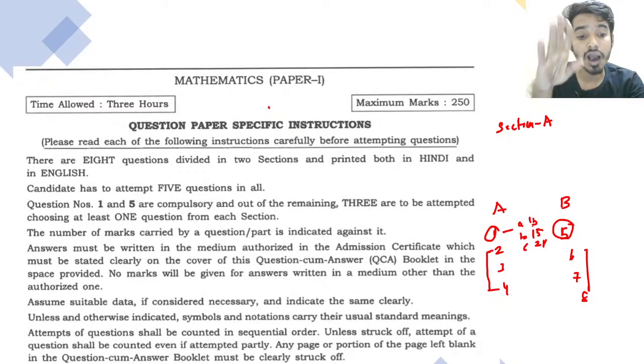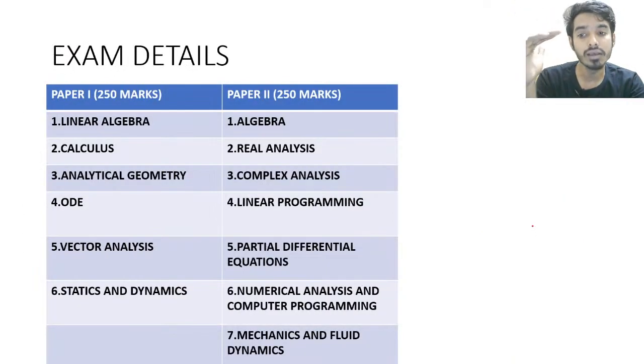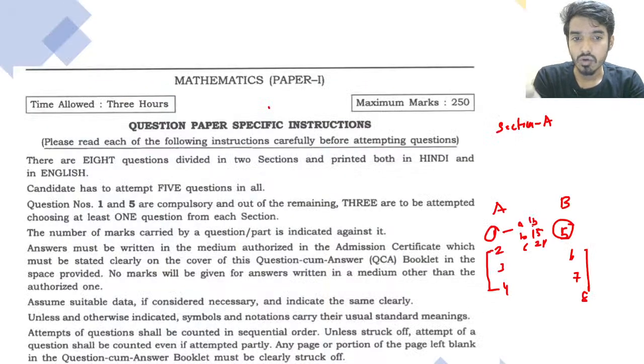We will have 8 questions. All 8 questions are from these 6 topics, that is linear algebra, calculus, analytical geometry, ODE, vector analysis, statics and dynamics, right? Now I have said that we have 2 sections. Section A will have 4 questions, section B will have 4 questions.